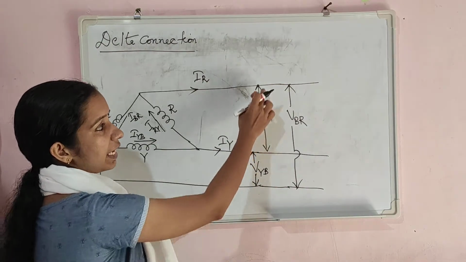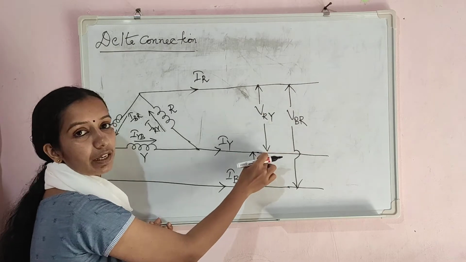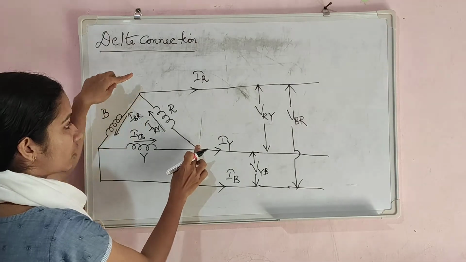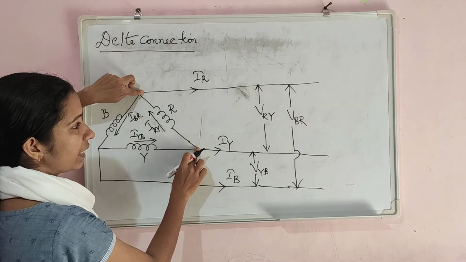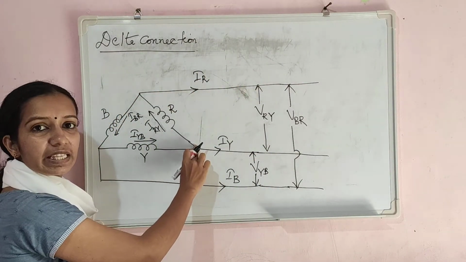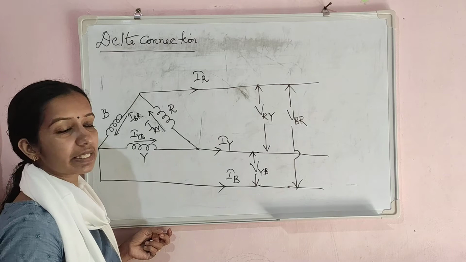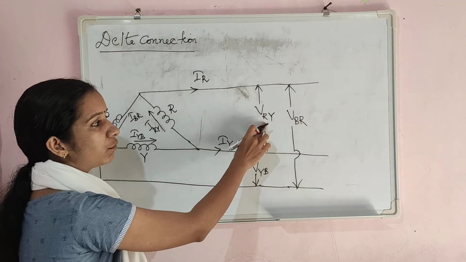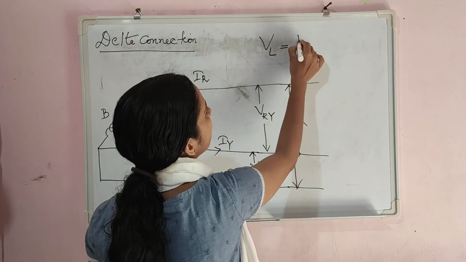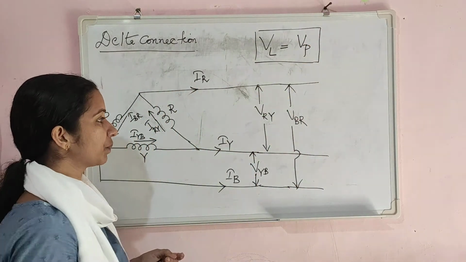Now see the line voltages. The voltage between these two lines is marked as VRY, which is the same as the voltage across this phase winding, because this phase winding is connected in between these two lines. So that means in a delta connected system, the line voltage and the phase voltage are the same. So for a delta connected system, VL is equal to VP.